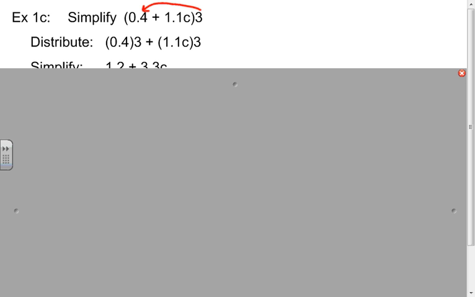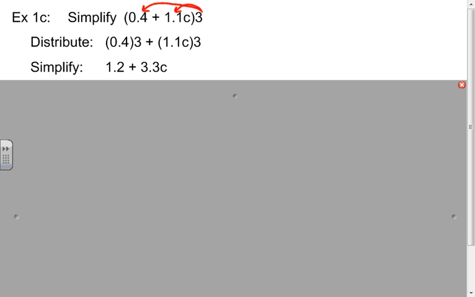I take the 3 and I give it to the 1.1x. Okay? Then I simplify. 3 times 0.4 is 1.2. 3 times 1.1 is 3.3. Now, there's one more thing I'm going to do to this problem.